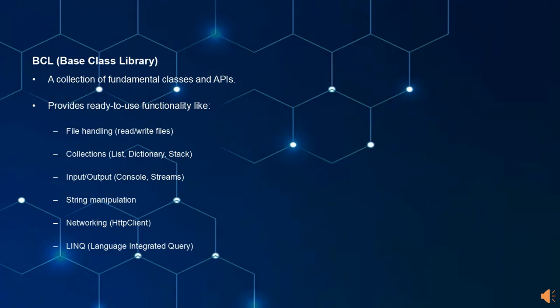Now, let's understand BCL, the Base Class Library. BCL is a collection of fundamental classes and APIs. BCL provides ready-to-use functionality like 1. File handling, read, write files. 2. Collections, list, dictionary, stack. 3. Input, output, console, streams. 4. String manipulation. 5. Networking, HTTP client. 6. LINQ, language integrated query.